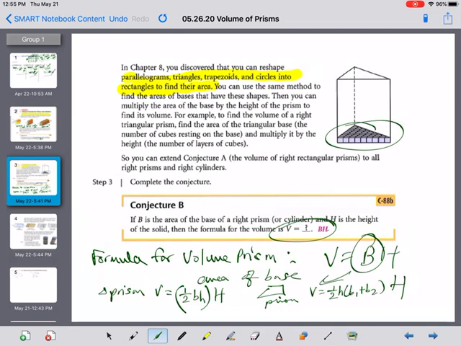And then a cylinder, I should write that here. A cylinder is a circular prism. So then the formula would be pi r squared H, because pi r squared is the base area. H is the height of the prism.